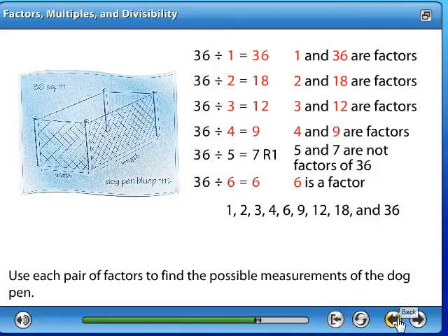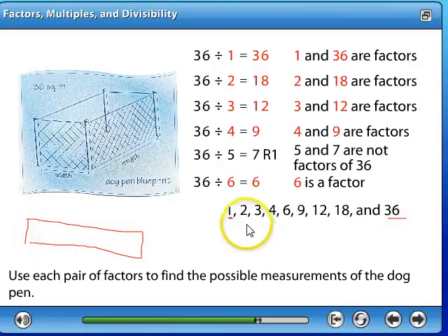Use each pair of the factors to find the possible measurements of the dog pen. So this is saying that I could have a dog pen that's 1 meter by 36 meters. So I draw a little pen that's really long but really skinny because it's 1 by 36. I could have a dog pen that's 2 meters by 18 meters. So it's a little bit wider and not quite as long.